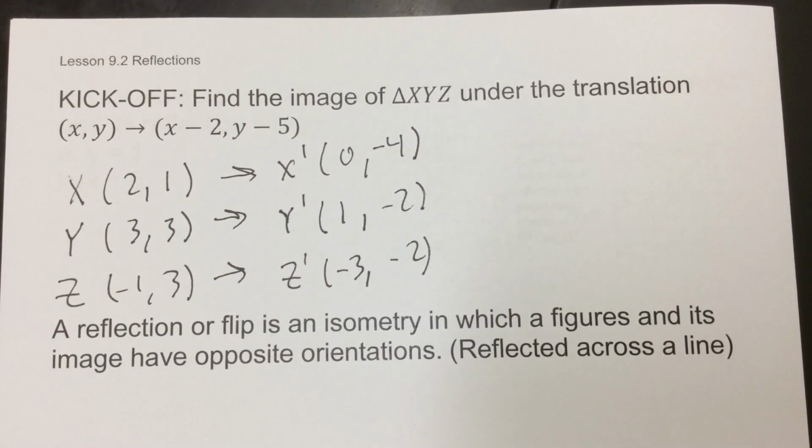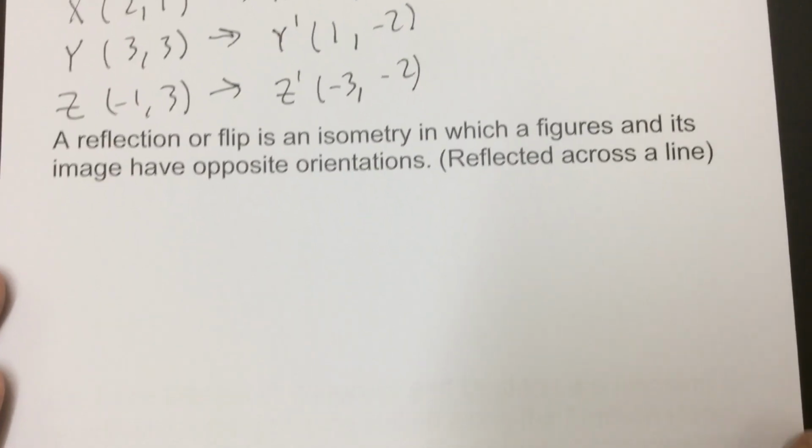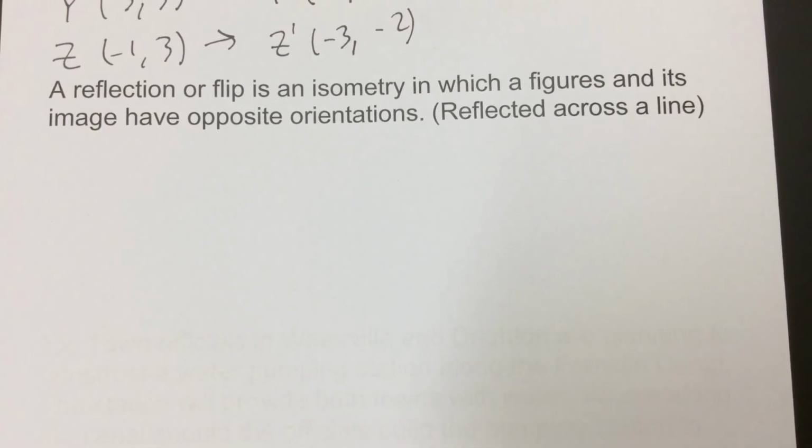So today, though, we're going to focus on reflection. A reflection is a flip. It's an isometry, which means we're going to get the exact same shape. So it's not going to change any size or anything about the shape. We're just going to take it and flip it over. Generally, it's across a line. Well, it's going to have to be a line. A point is going to be when we get to rotations, but that's for another day.